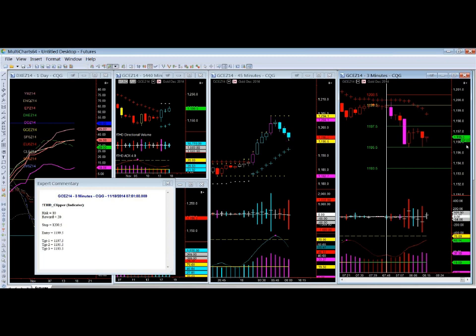Is the volume the same on each screen? Are you talking about directional volume? Or are you talking about the volume bars itself? The volume bars themselves would be different.